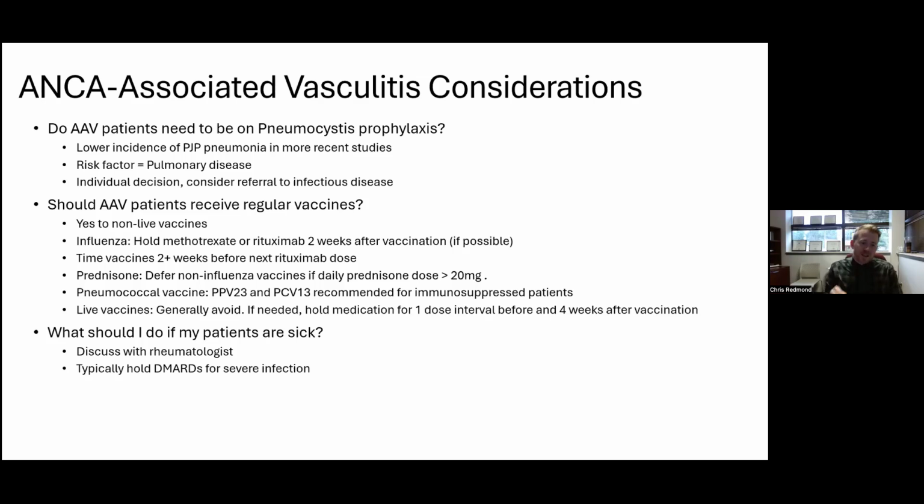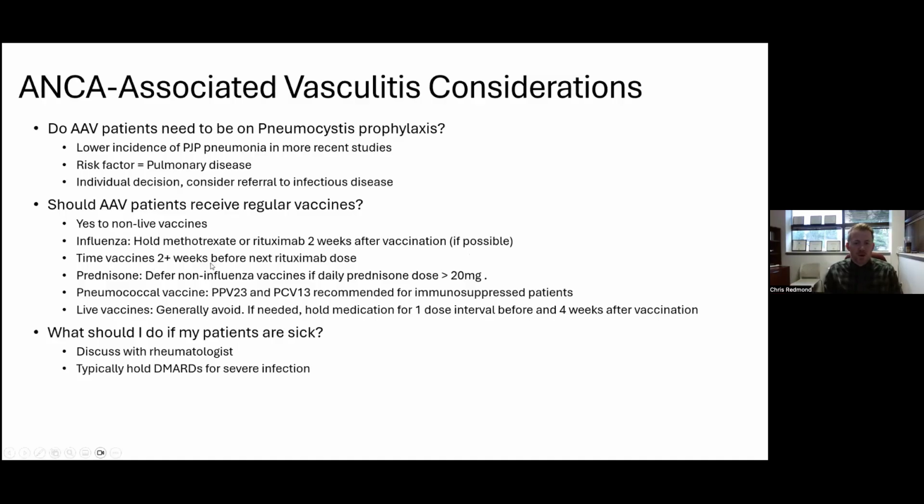But one thing that is true throughout the literature is that pulmonary disease, scarring, lung disease, and cavitary lesions in the lungs are a huge risk factor. So those patients probably should consider it, but it's something you can discuss with your infectious disease doctor and rheumatologist. Should they receive regular vaccines? Yes to vaccines. If they're on methotrexate or rituximab, you should hold those medications for 2 weeks if possible.